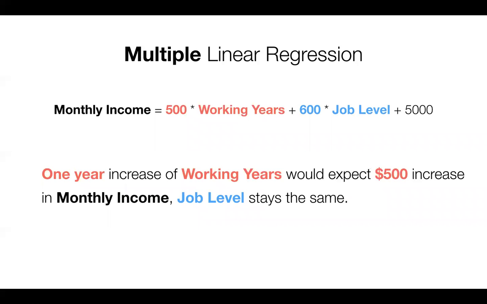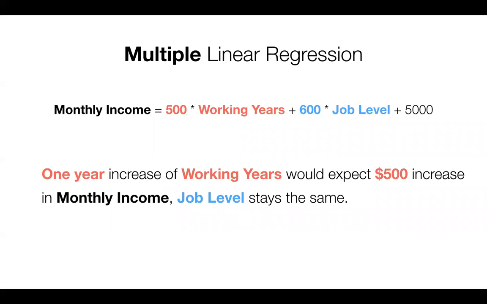Let's use a real world example here. Monthly income equals 500 multiplied by working years plus 600 multiplied by job level, I just added job level here, plus 5,000. And then to interpret this, a 1 year increase in working years would expect a $500 increase in monthly income. This part is exactly the same as the simple linear regression.